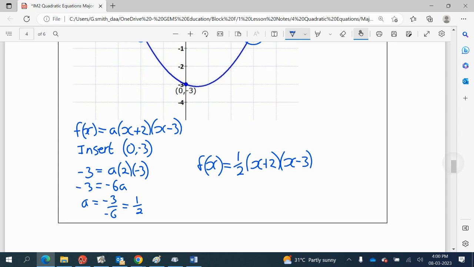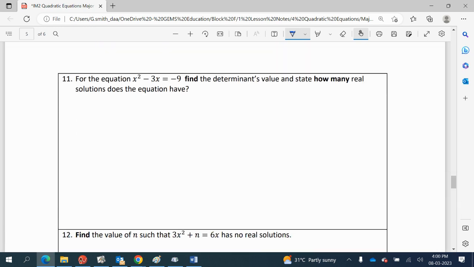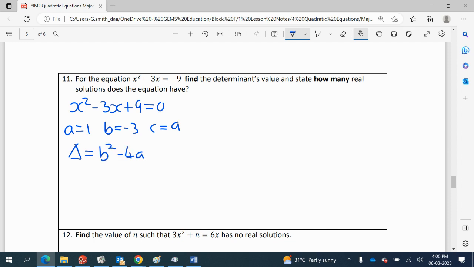For the equation, find the discriminant's value. All right, so let's rearrange the equation into standard form. And then we see that a is equal to 1, b is equal to minus 3, c is equal to 9. The discriminant is equal to b squared minus 4ac, which is equal to 9 minus 4, bracket 1, bracket 9, which is equal to 9 minus 36, which is equal to minus 27.